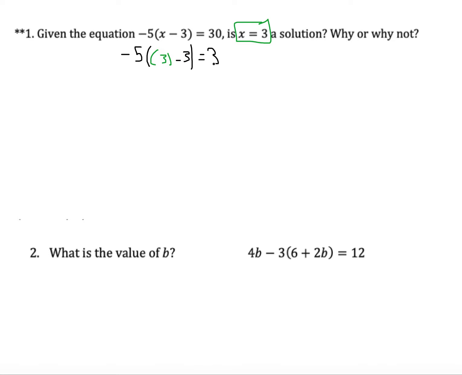Equals 30. And now we use that order of operations we have shared. Parentheses inside first, so what is 3 minus 3, which is 0. So -5 times 0 equals 30. 5 times 0 is 0, so then we have 0 equals 30. So this is not a true statement, it's false. Therefore, it is not a solution.